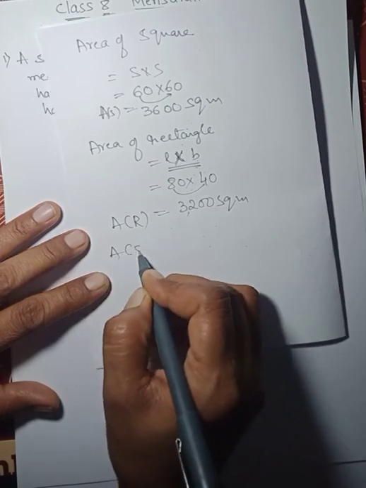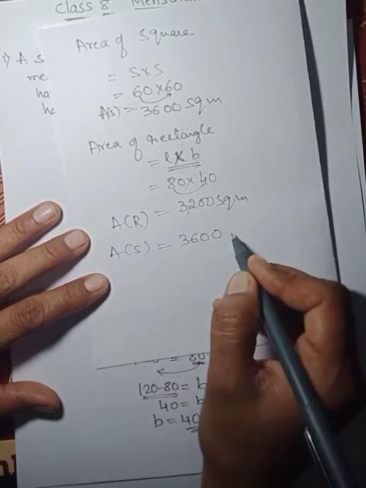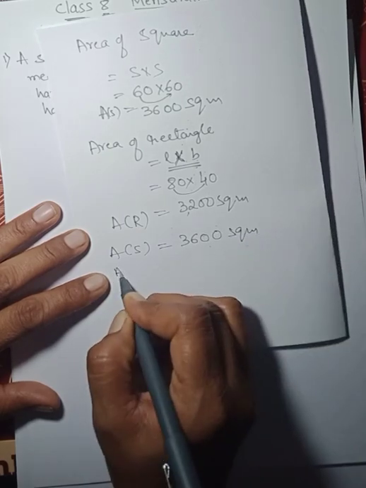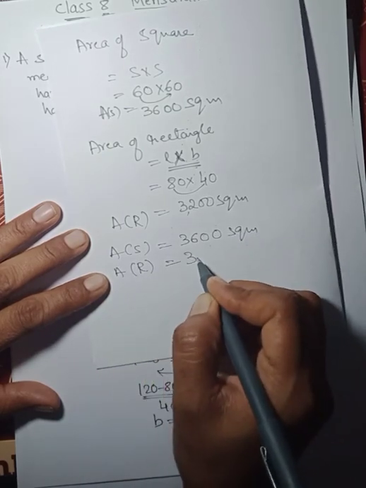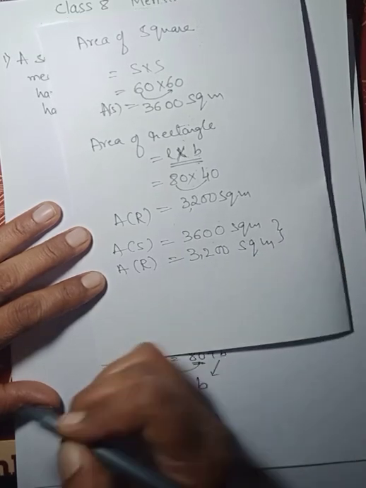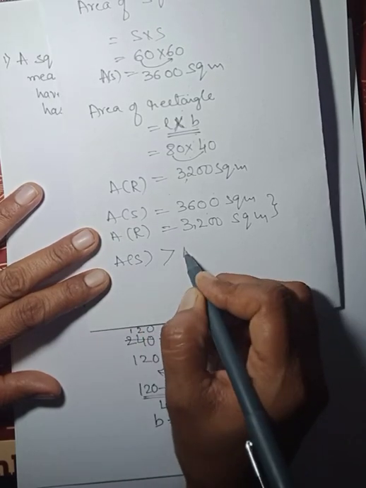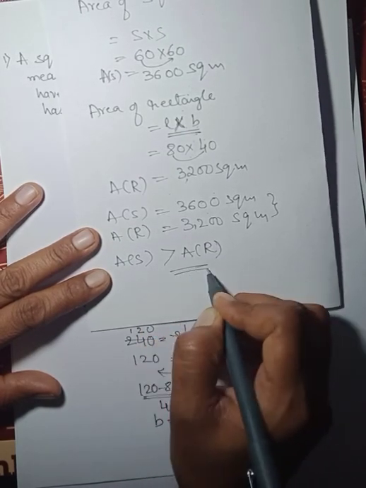So here area of square is how much? 3600 square meter, of course, and area of rectangle is equal to 3200 square meter. When you compare these two, what are you finding here? Area of square is greater than area of rectangle. This way you are solving.